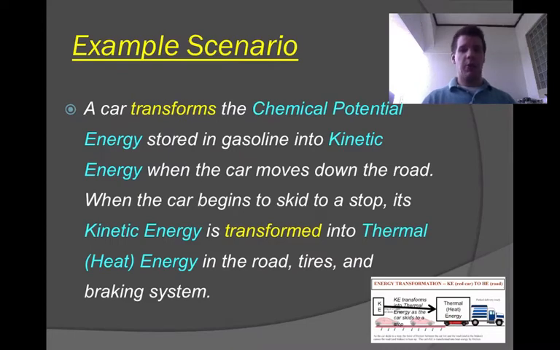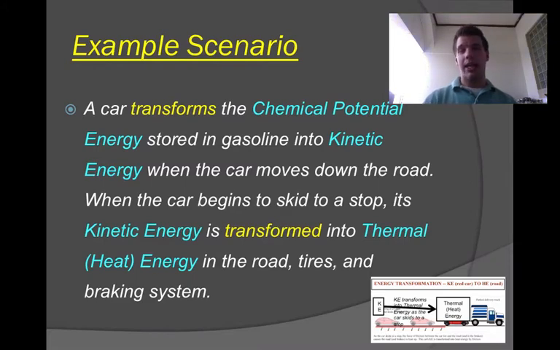So this is the example scenario. It's the same one that we've had illustrated in the past couple of slides. A car transforms the chemical potential energy that it has stored in gasoline into kinetic energy when the car moves. When the car begins to skid to a stop, its kinetic energy is then transformed into thermal or heat energy in the road, the tires, and the brakes.